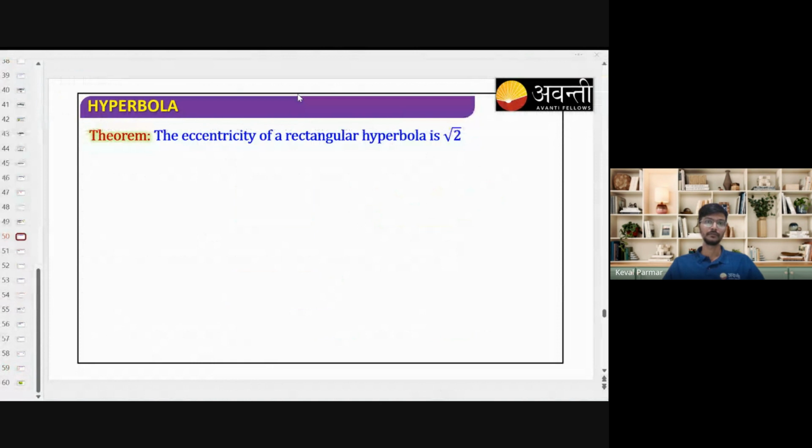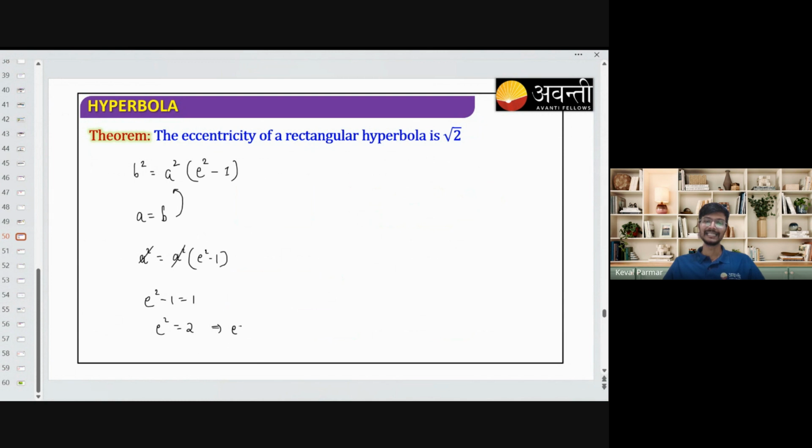Okay, let's do it here. What is the formula for eccentricity, guys? It is b square equals a square into e square minus 1. But for a rectangular hyperbola, a is equal to b. Substituting here, I'll get a square equals a square into e square minus 1. This will get cancelled. We'll get e square minus 1 equals 1, so e square equals 2.